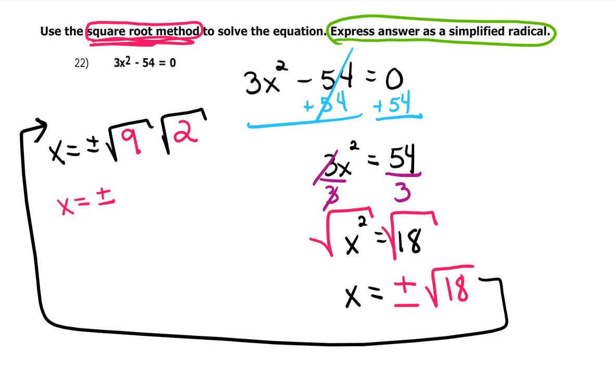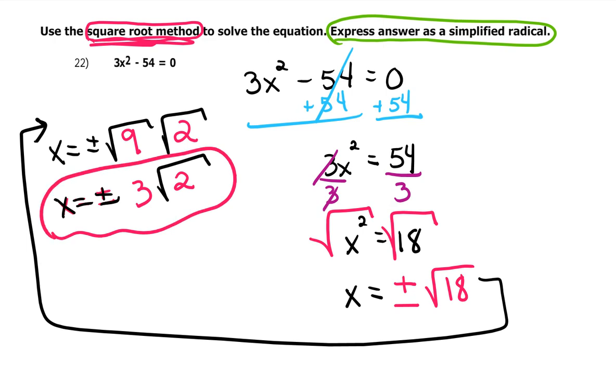9. I meant to put that in black. My bad. The square root of 9 is a 3. And then you still have the square root of the 2 under the radical. And that is your answer. Plus or minus 3 times the square root of 2 is the simplified radical.